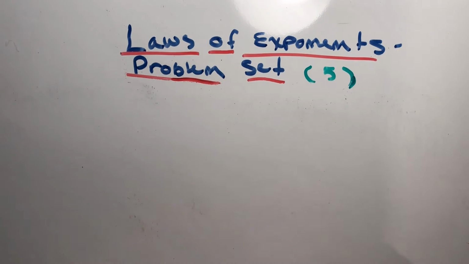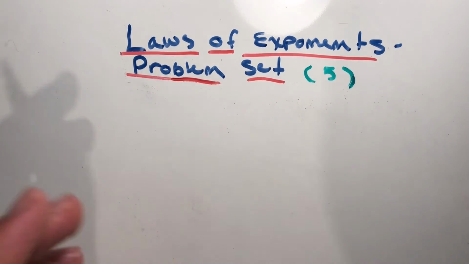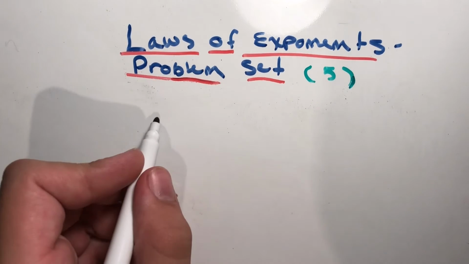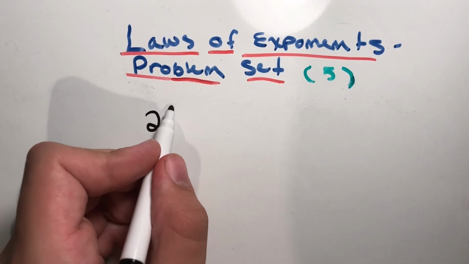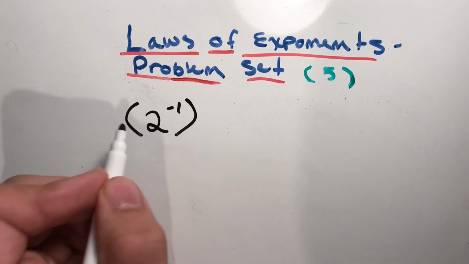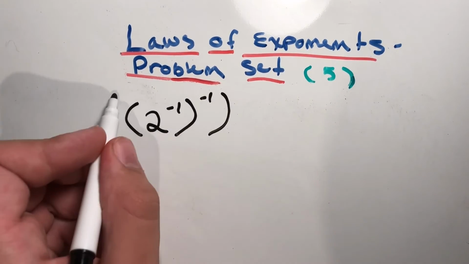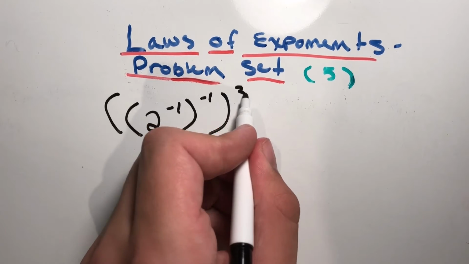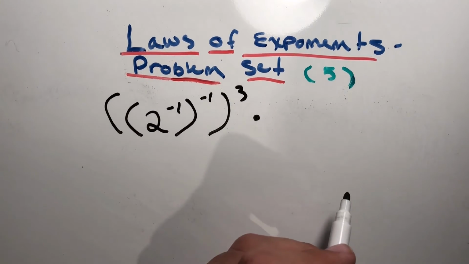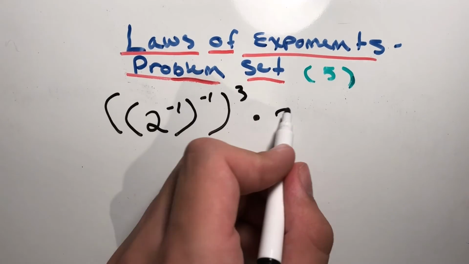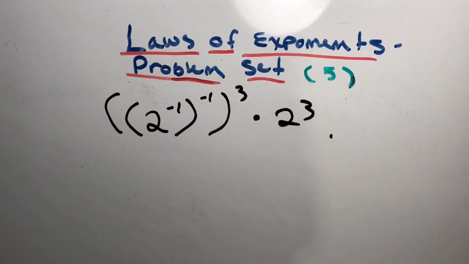So the third problem here is going to be a bit of an interesting one, but all we're going to have is a test of an understanding of how these operations might affect exponents. So I'm going to write here, we'll have 2 to the negative 1 power, to the third power, times 2 cubed.